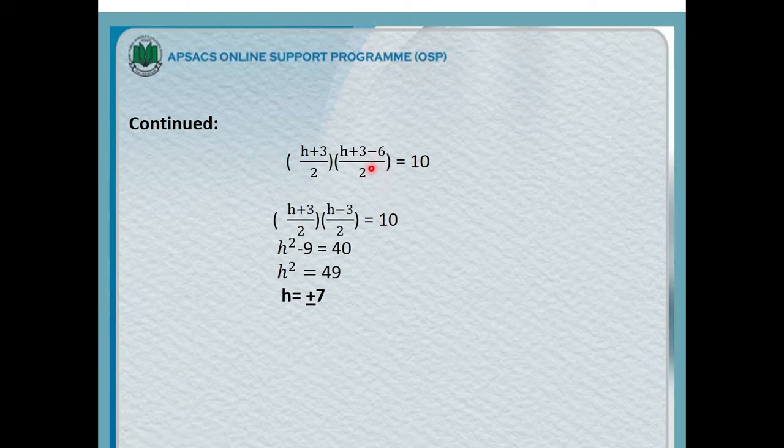We will take the LCM in the second bracket, so after simplification we get these two brackets on the left hand side. Students, you can see that h plus 3 and h minus 3 are in the numerators. We can apply the formula of a square minus b square on the left hand side. So by applying the formula and by cross multiplication we get h square minus 9 is equal to 40. Then 9 is shifted to the right side, and by simplifying more we get the value of h, that is equal to plus minus 7.